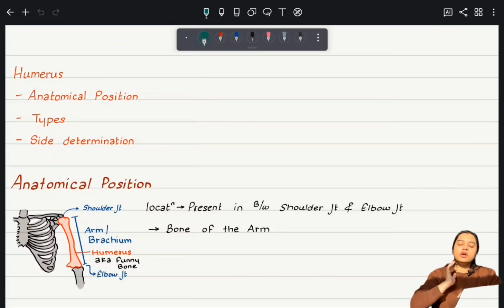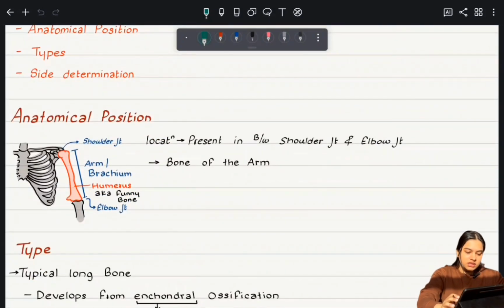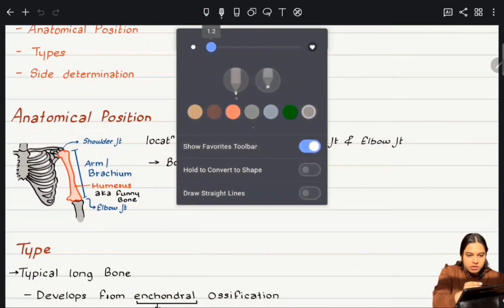Hello folks, welcome back. Today we will learn about the humerus. Talking about the humerus, we will learn about anatomical position, type and side determination. As you can see in the anatomical position, here I have drawn the diagram.